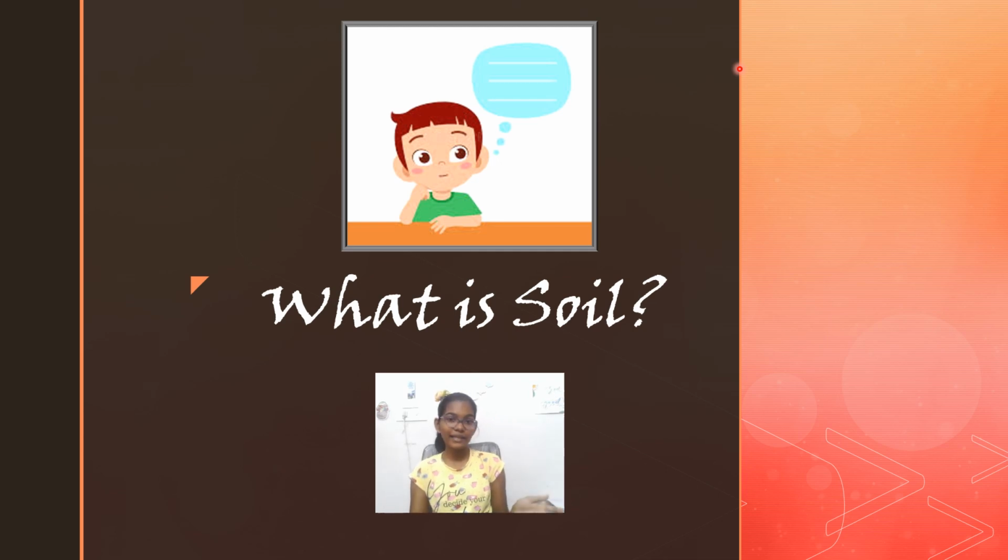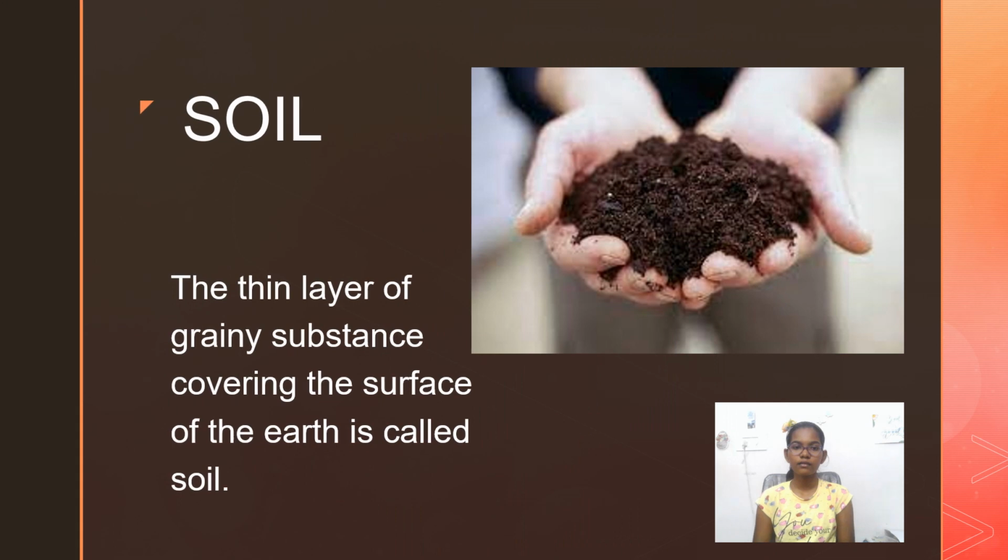First of all, what is soil? The thin layer of grainy substance covering the surface of the earth is called soil. We see soil everywhere, when we have a morning walk, when we take the bus to our school, anytime we would see the soil right under our feet on the ground surface. So this substance is called soil.